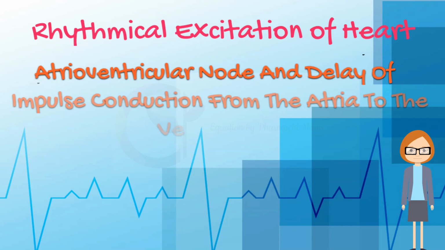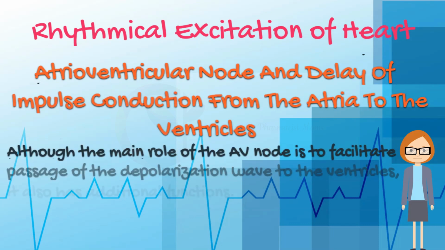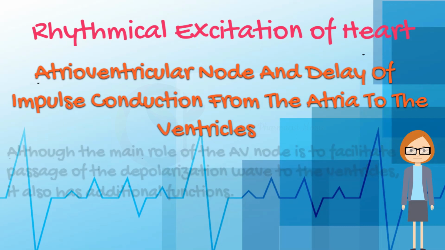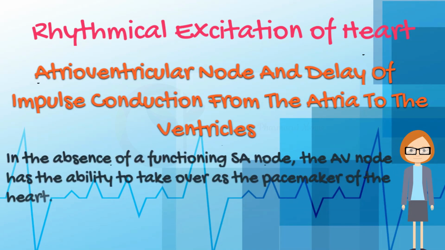Next we will discuss the atrioventricular node and delay of impulse conduction from the atria to the ventricles. Although the main role of the AV node is to facilitate passage of the depolarization wave to the ventricles, it also has additional functions. In the absence of a functioning SA node, the AV node has the ability to take over as the pacemaker of the heart. Recall that it also has P cells that are able to establish an albeit slower rhythm, 40 to 60 beats per minute.